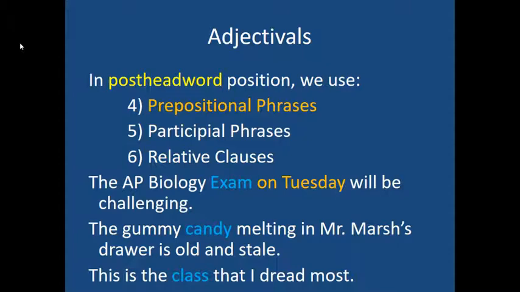That's why when a sentence begins with a prep phrase, it's not describing the subject. It's always describing the verb because a prep phrase has to come after the noun when it modifies it. If I wanted to use candy as my noun, I notice there's this big phrase which says melting in Mr. Marsh's drawer. We're going to find this is what we call a participial phrase, which comes after the noun. And lastly, this is the class that I dread most. Well, here's going to be this little mini sentence, this clause that I dread most, which is describing the word class. So after the noun, we have these 3 possible structures: a prep phrase, a participial phrase, and a relative clause.